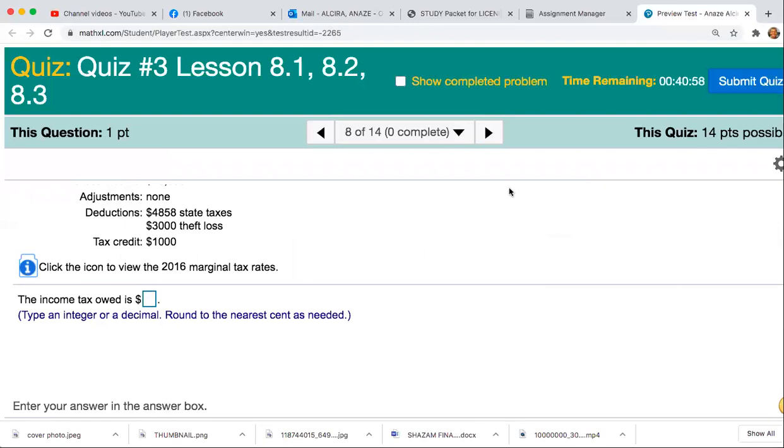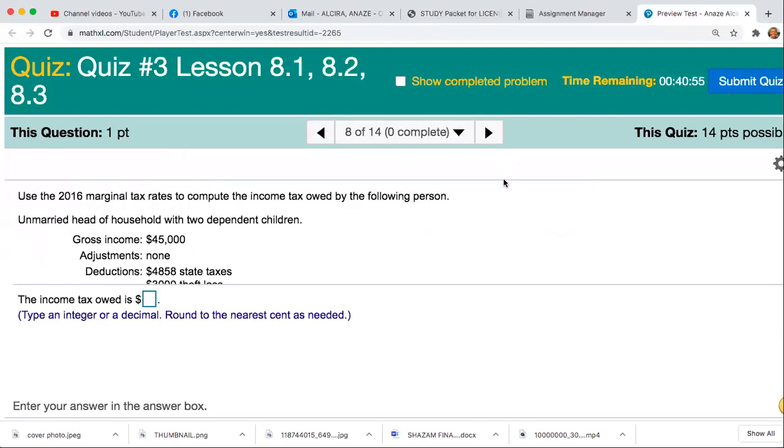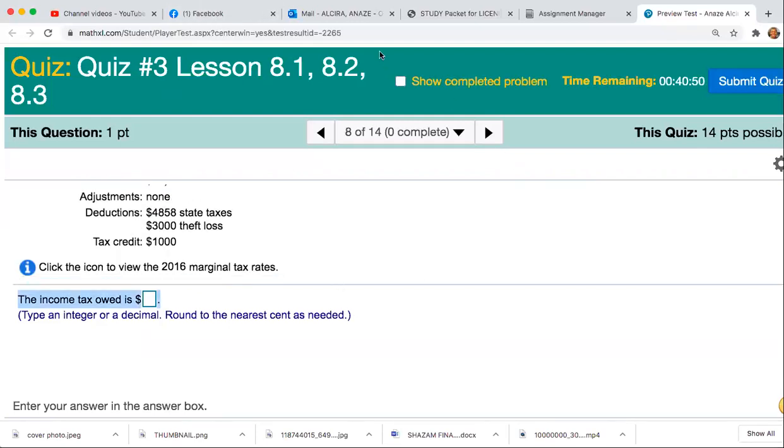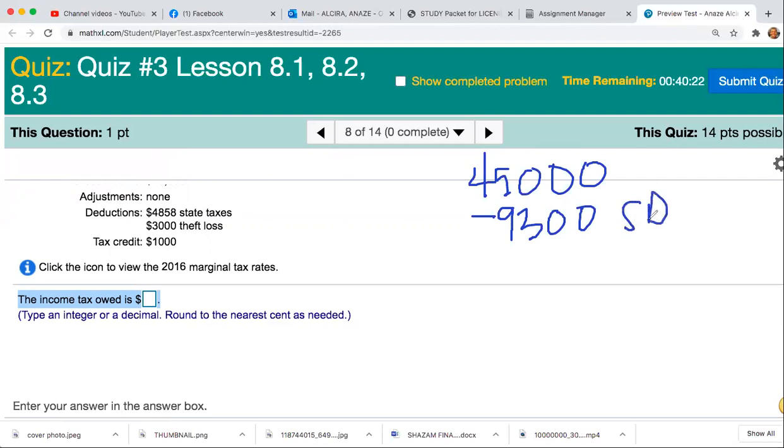So for the computation, we're going to start at the top with the 45,000. My pen is not writing right now, so let me grab it again. Hold on a second. Okay, so guys, here we go. 45,000, that's the gross. There's no adjustment, so we don't worry about the adjustment. We're going to reduce this amount by taking the standard deduction of $9,300. I'm going to call this the SD for standard deduction.